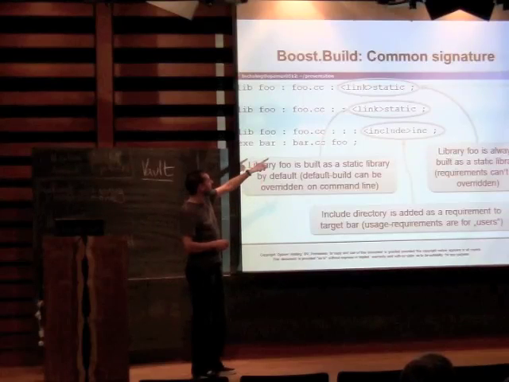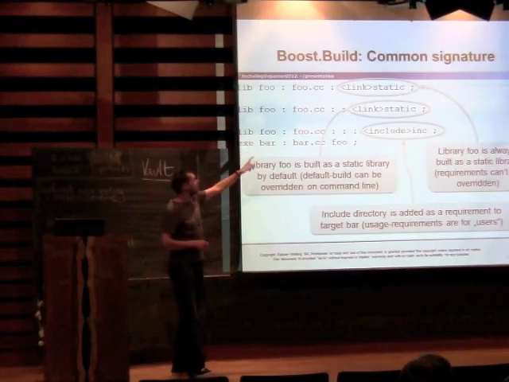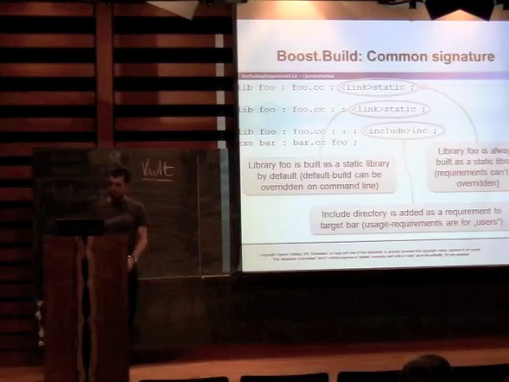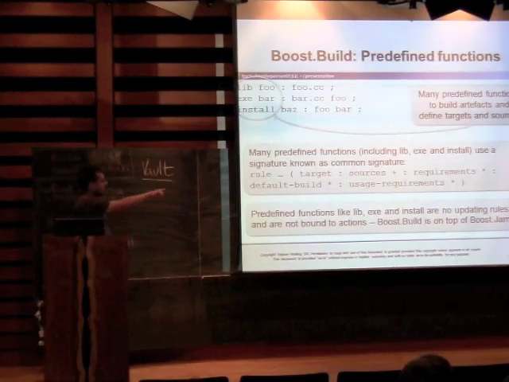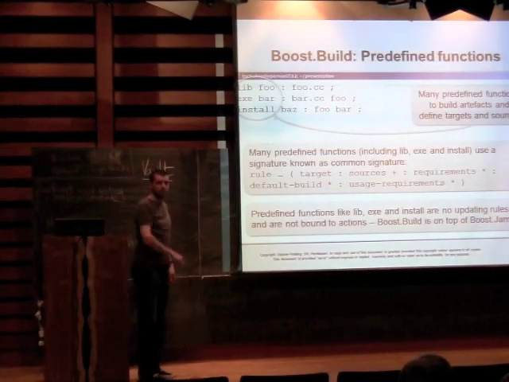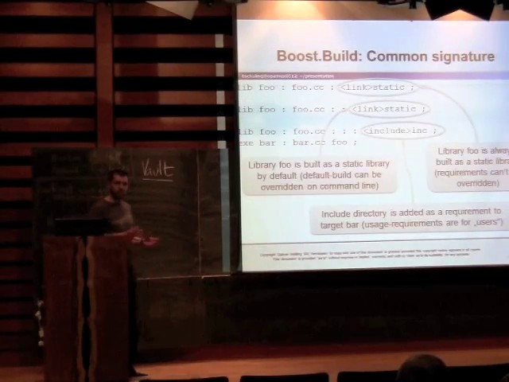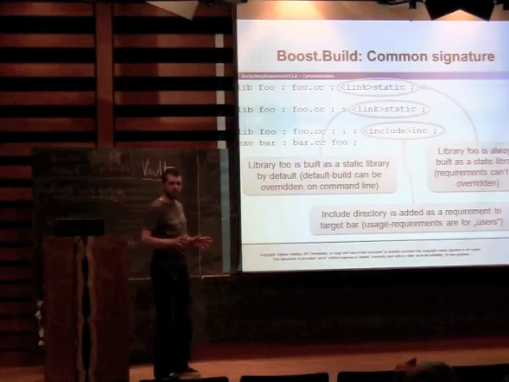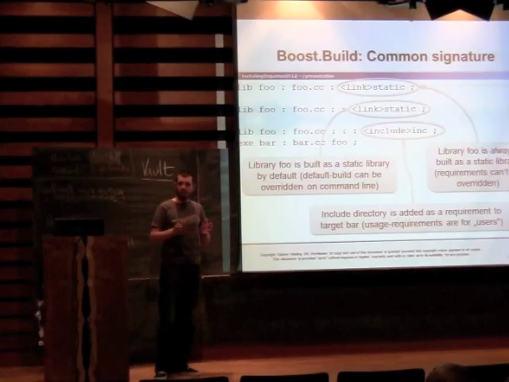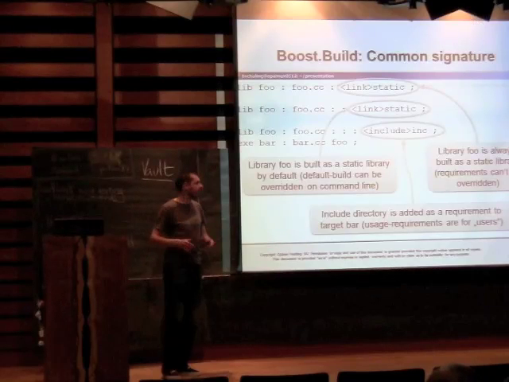If I pass link static as the third parameter after the second column, then we have just seen it is a requirement. That means no matter what we do, this foo library is always a static library. A requirement means there's no way for us to override it. It's always a static library.